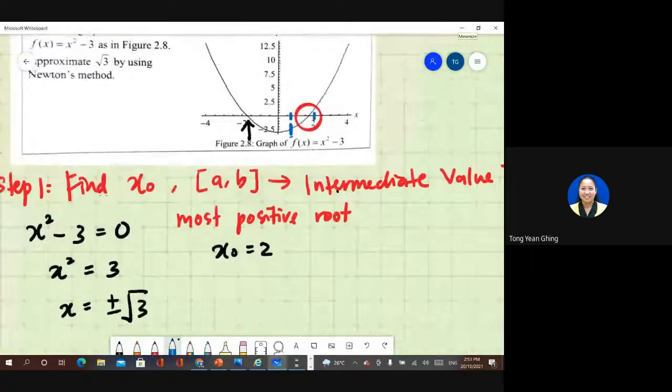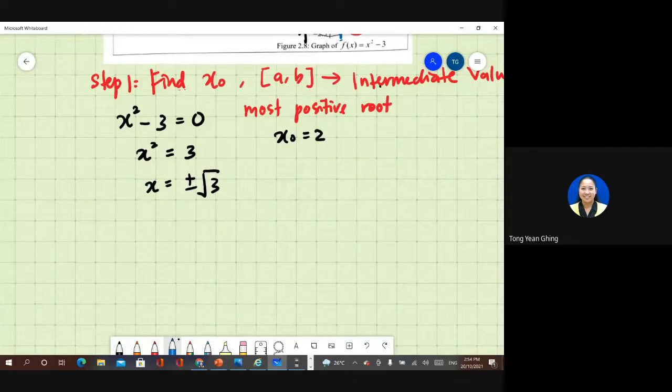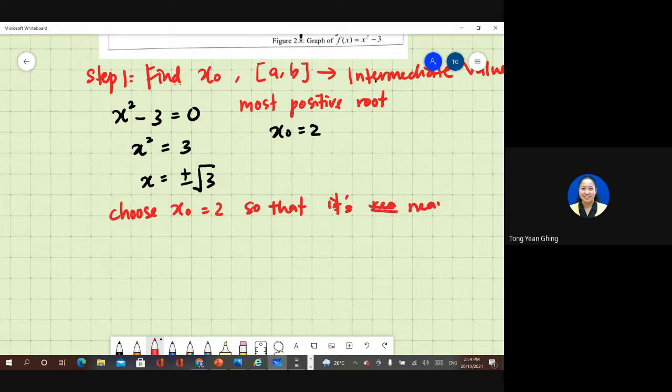Okay, so now we choose the x0. And then, kalau lah, so that is quite near to the root. Okay, so we choose 2 because it's too near. Kenapa saya tulis sini Choose x0 equal to, okay, so that it is nearer to the root, to the positive root. I put here positive root.